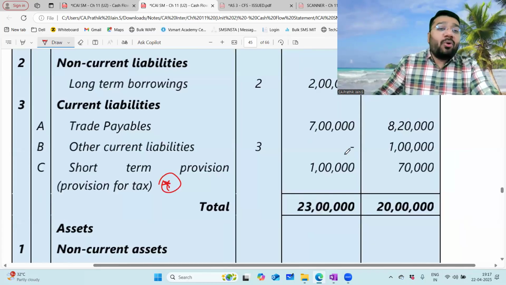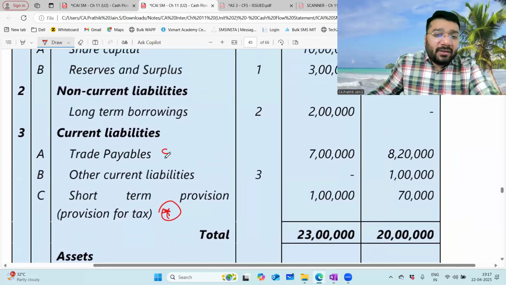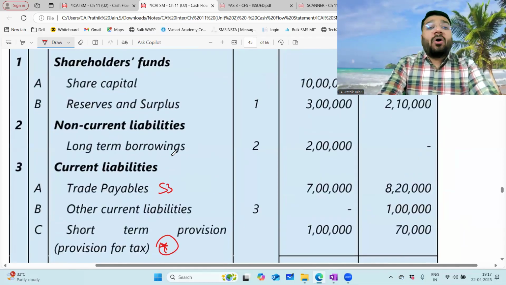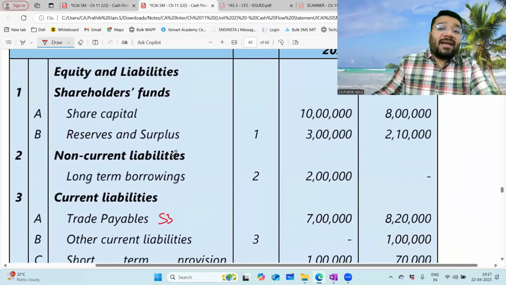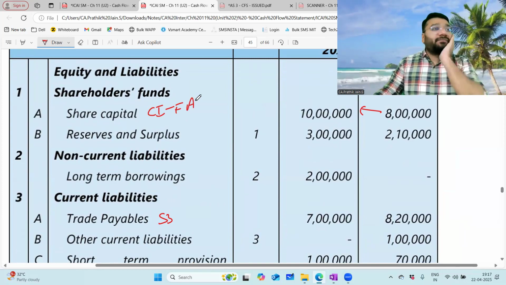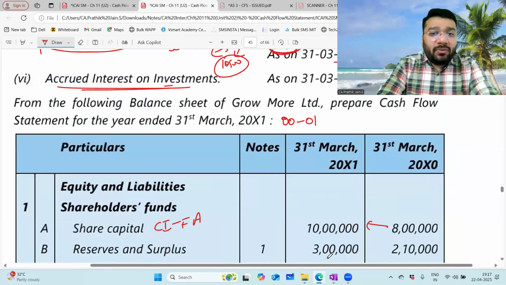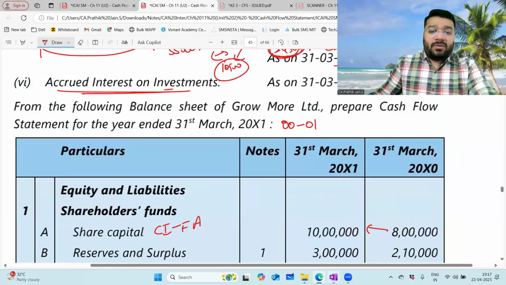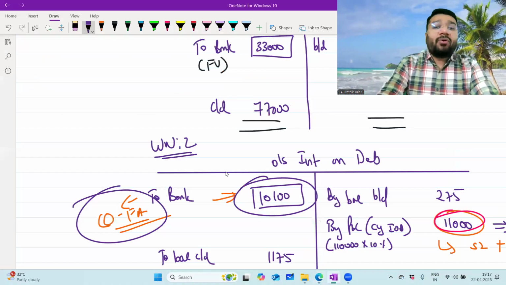Other current liability, note number is there. What is the dividend payable? Okay. Trade payable, segment 3. Long-term borrowing, debenture taken care of. Reserve and surplus taken care of. Share capital: from 8 lakh, it became 10 lakh. Issue of share capital: cash inflow of financing activity. Is the roadmap clear now? Please write the heading: Cash flow statement for the year ended 31st March 2001. Before that, in the books of Grow More Limited.